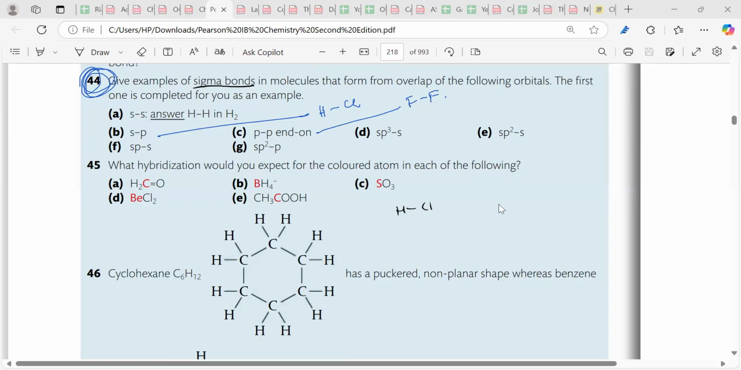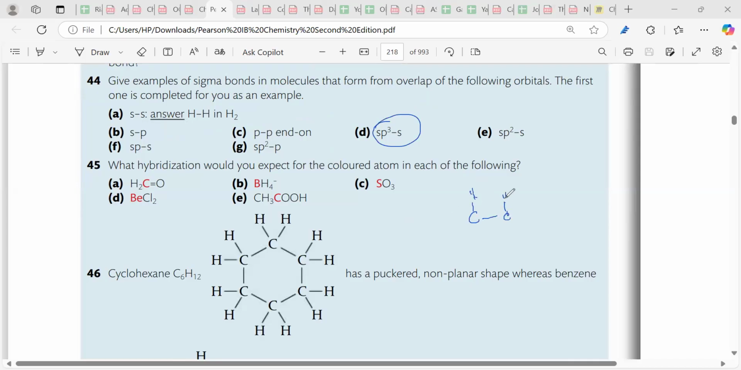What does end-on mean? End-on means along the internuclear axis. Sideways will be what? Sideways will be a pi bond. Is it clear? Understood? Easy. Got it?